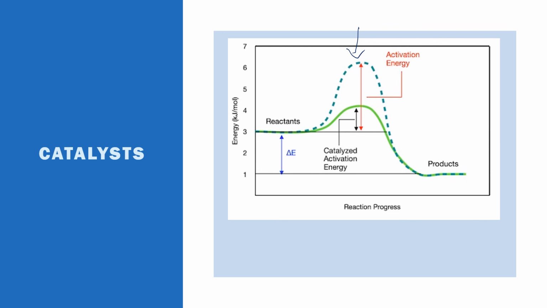You should also notice that this is an exothermic reaction because the reactants are at a higher energy than the products. And so here we have the delta E. This diagram uses delta E, but it's also called delta H. So that's the change in energy for this reaction, and since it's exothermic, it will be negative. But notice how this value is not changed by the catalyst at all. The catalyst only changes the activation energy.